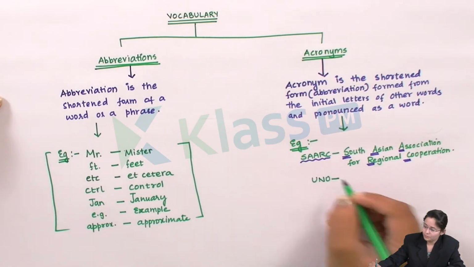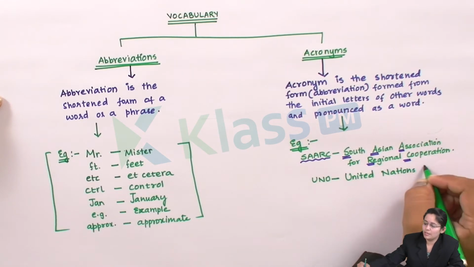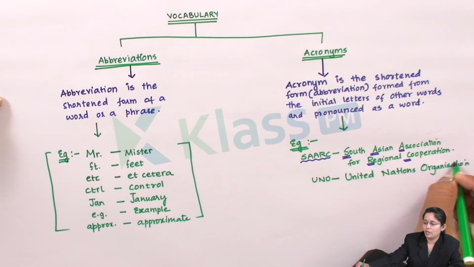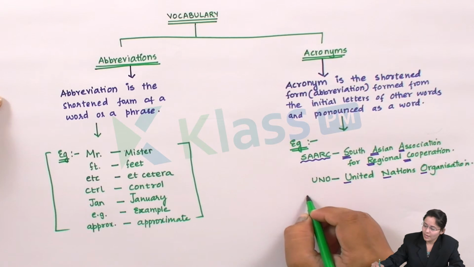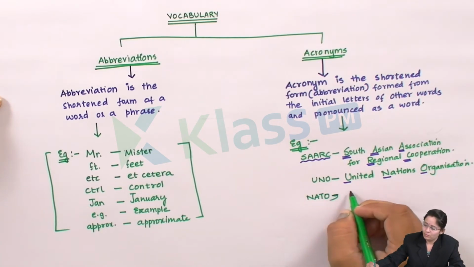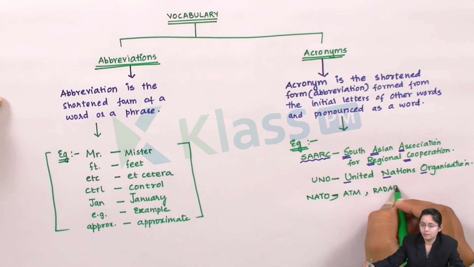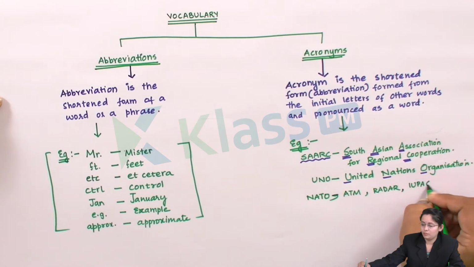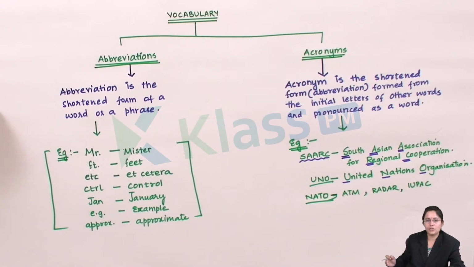You know, that is United Nations Organization. Again, if you observe, we have taken the initial letters. In the same manner, we have NATO, then we have ATM, we have radar, we have IUPAC. So this is how acronyms are the shortened forms from the initial letters of the words, whereas abbreviation is the shortened form of the word itself.